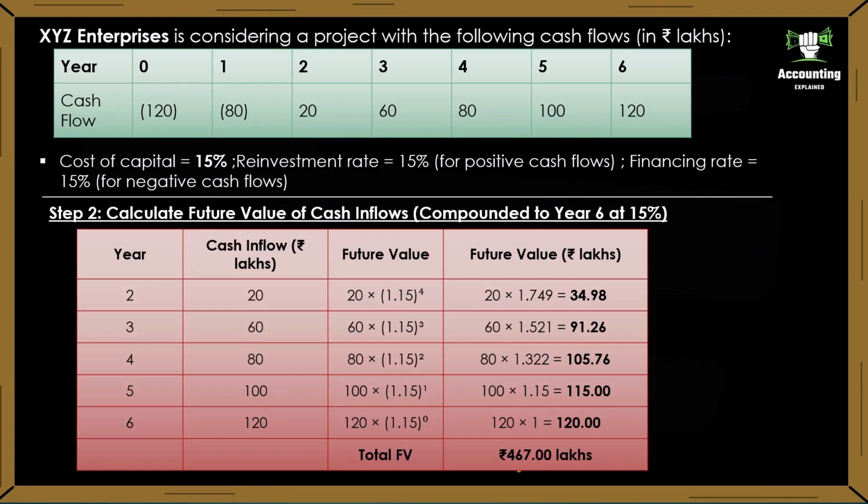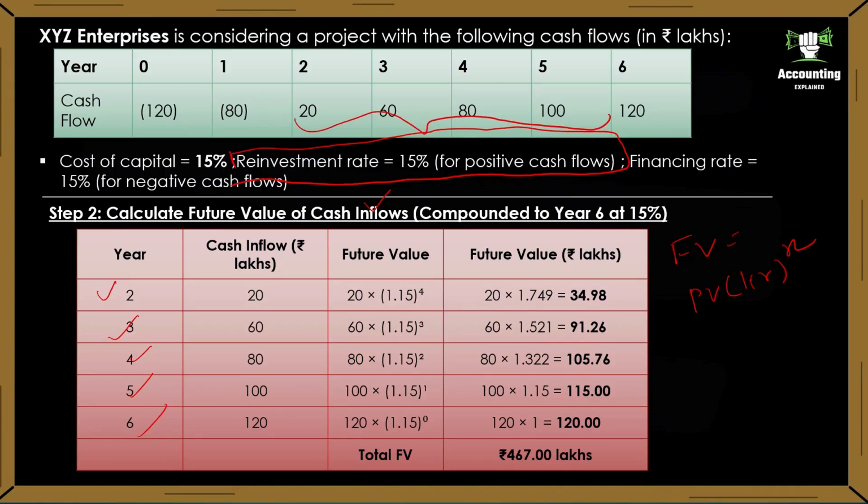Step 2 is to find out the future value of cash inflows. The future value formula is equal to present value into 1 plus R the whole power n. Here R is equal to the reinvestment rate, that is 15% for positive cash flows. For years 2, 3, 4, 5, 6, we have positive cash inflows of 20, 60, 80, 100 and 120.